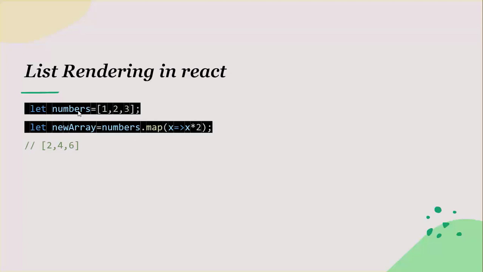This numbers is an array and it has three elements. This numbers array uses the map method. This map method takes an arrow function as a callback function, and this arrow function takes every element of the numbers array and multiplies the value by 2. As a result, this map method of the numbers array creates a new array of elements 2, 4, 6.